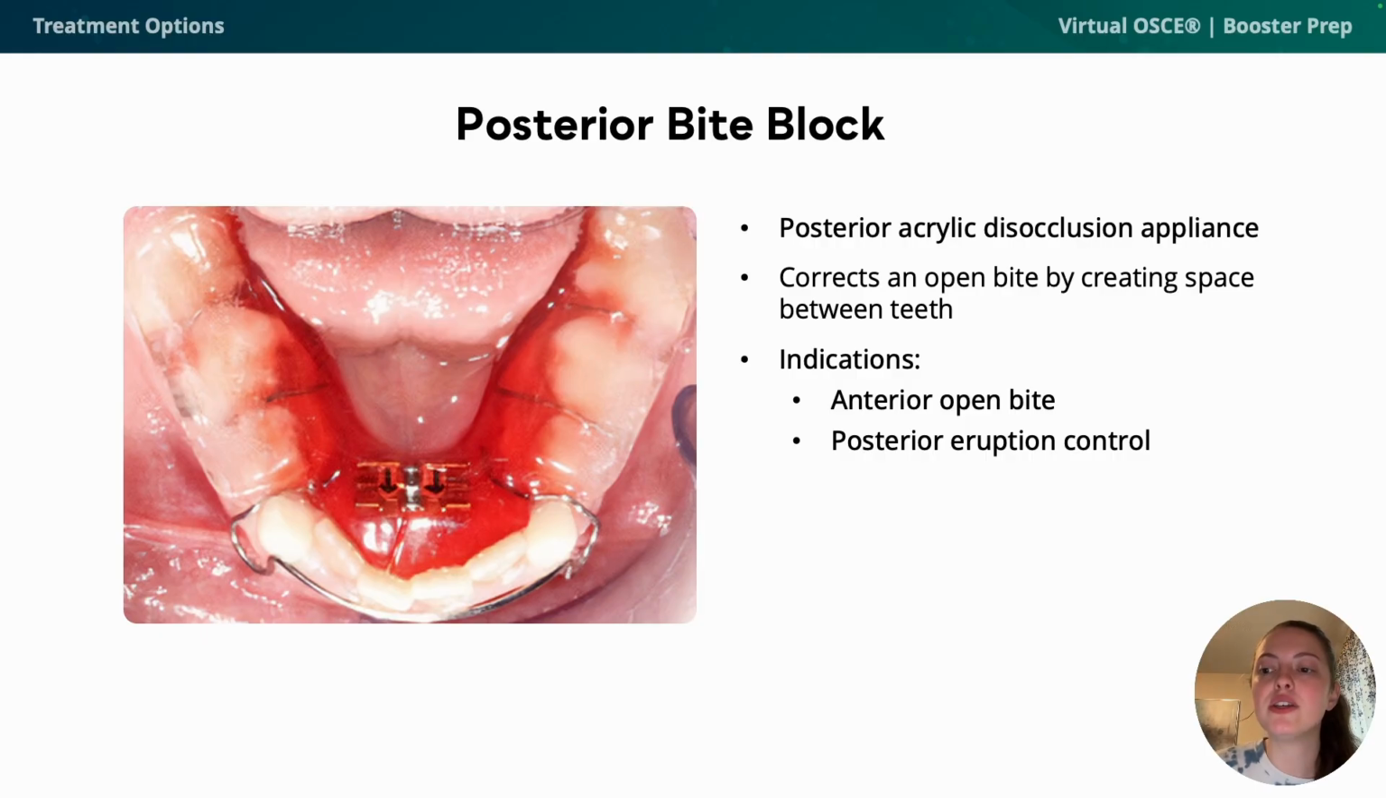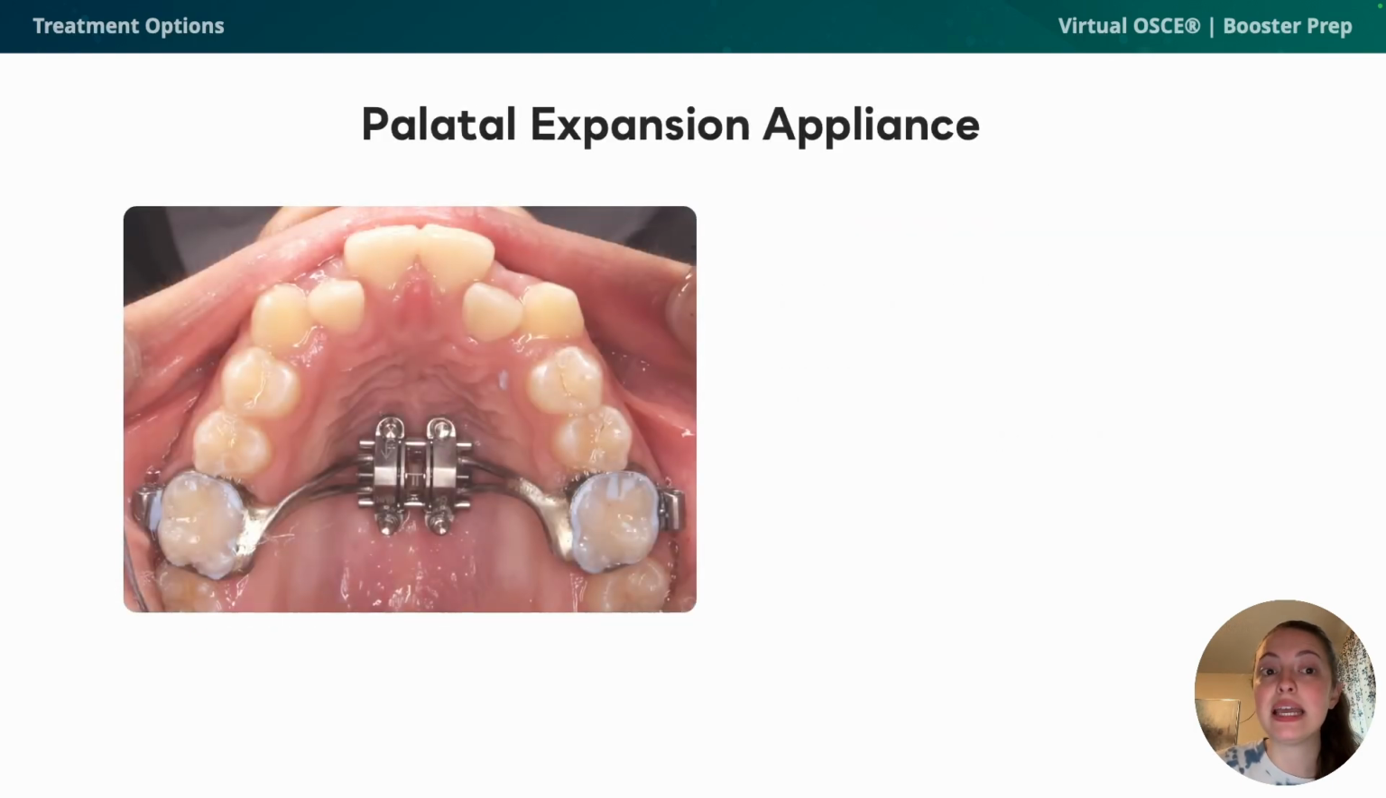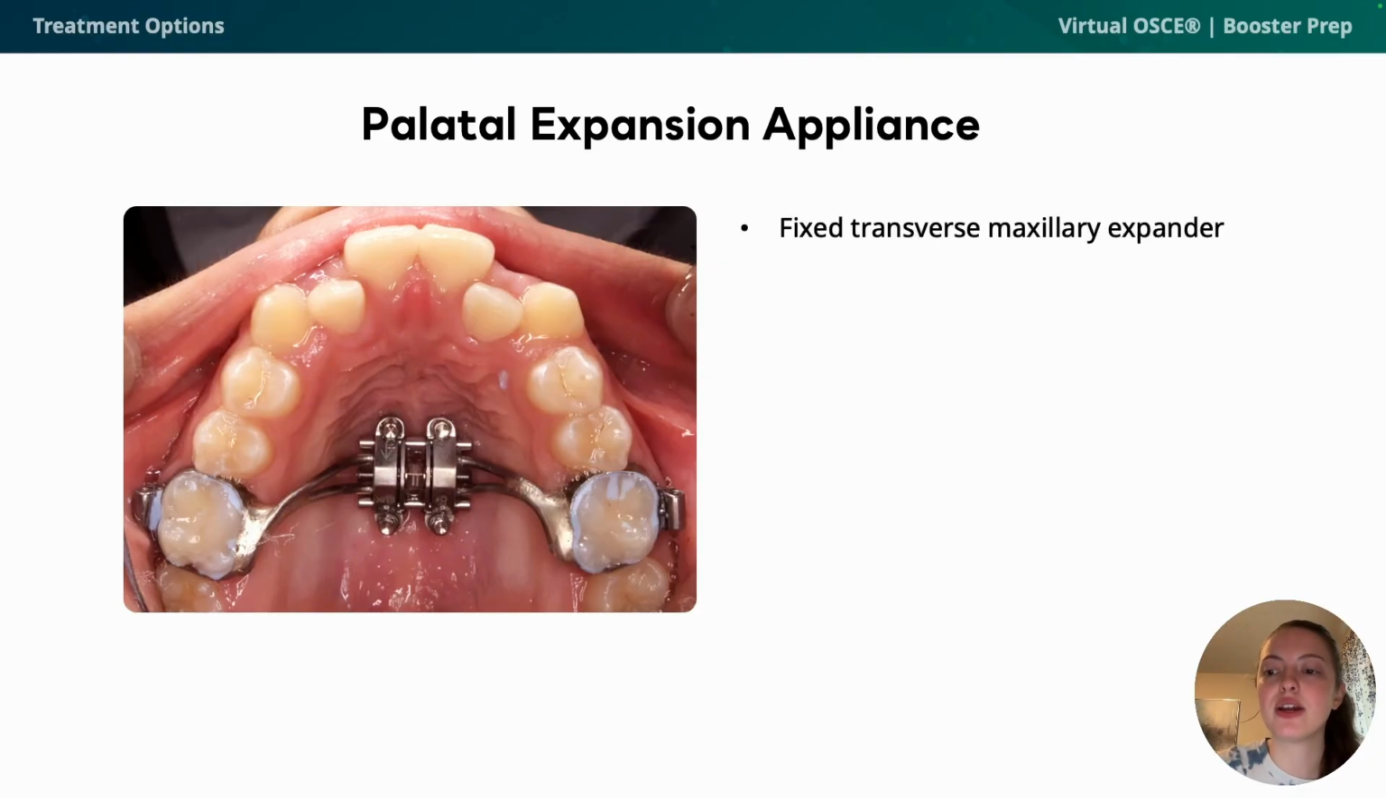So just remember this is used to disocclude the posterior teeth, which is helpful in treating anterior open bites and as an adjunct when treating unilateral posterior crossbites. So since we just touched on expansion a little bit, let's talk a little bit more about it in depth. Because we have palatal expansion appliances, and these are fixed transverse maxillary expanders.